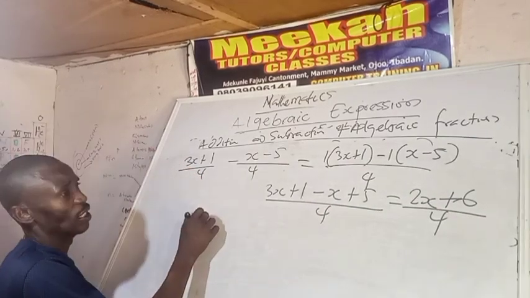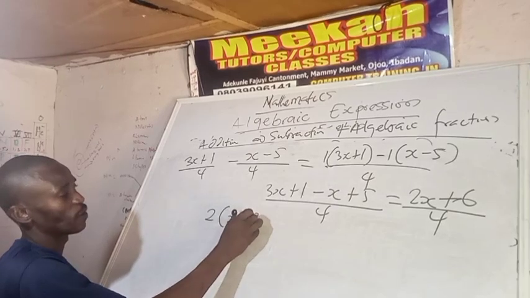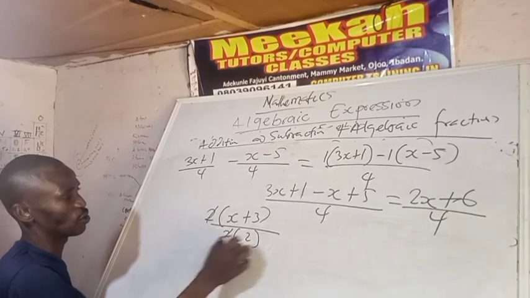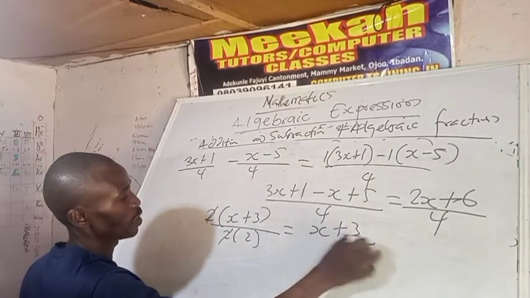You can also factorize this one. What is common here? You have 2 into bracket x plus 3 over what? 2. 2 cancels 2. x plus 3 over 2.